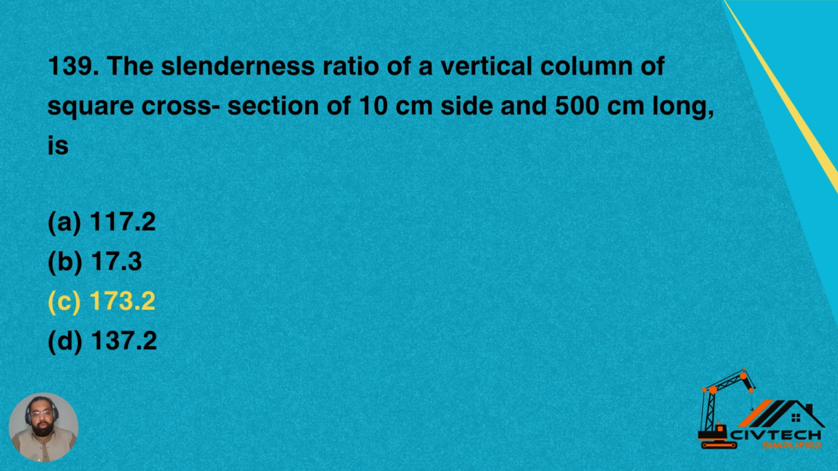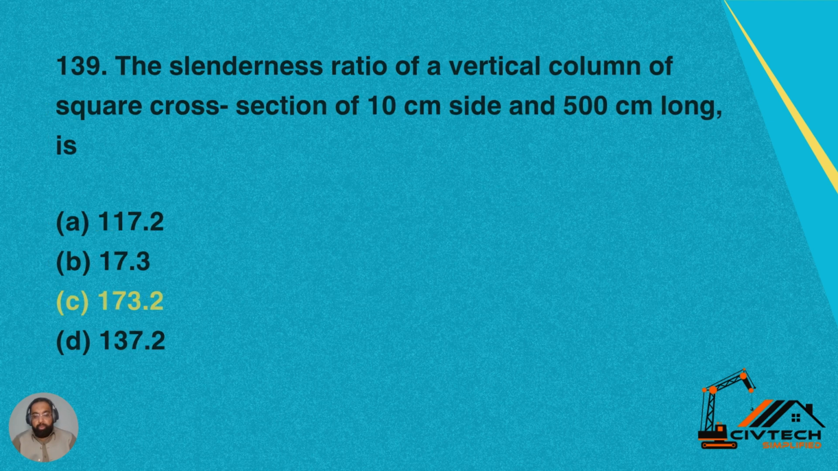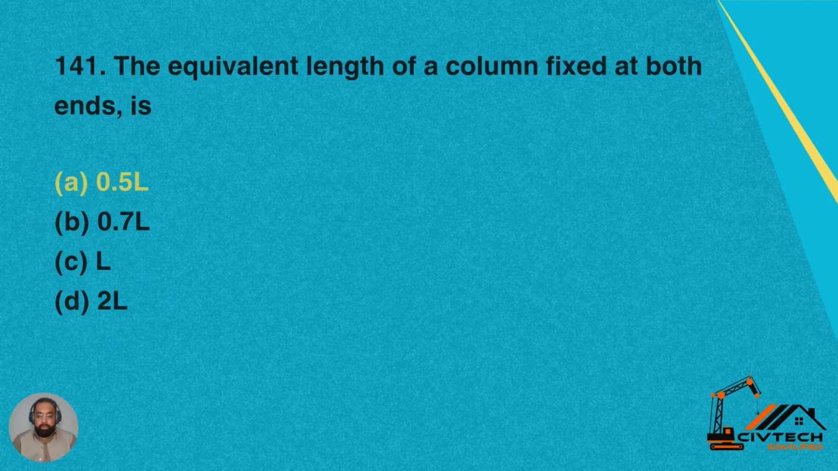139. The slenderness ratio of a vertical column of square cross section of 10 cm side and 500 cm long is: option A, 117.2; option B, 17.3; option C, 173.2; option D, 137.2. The slenderness ratio of a vertical column of square section of 10 cm side and 500 cm long is option C, 173.2.